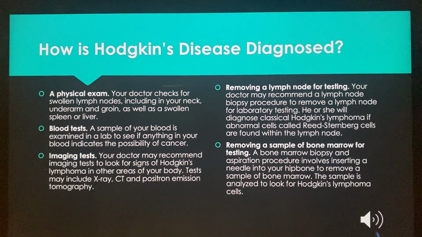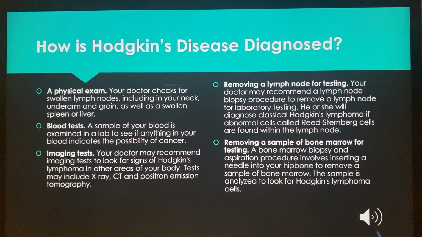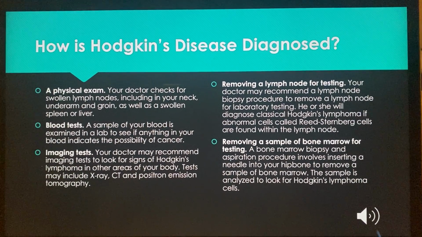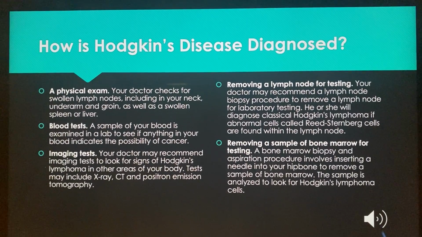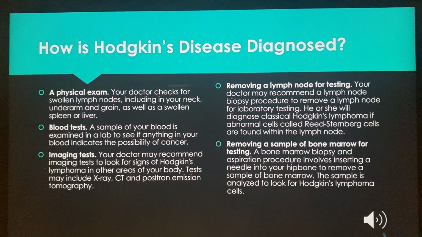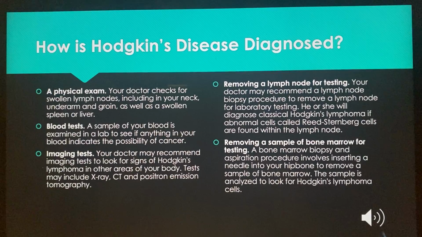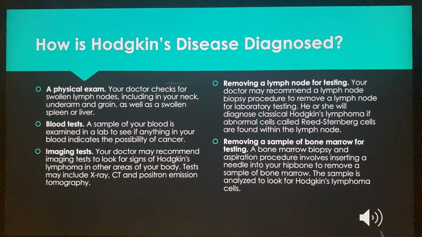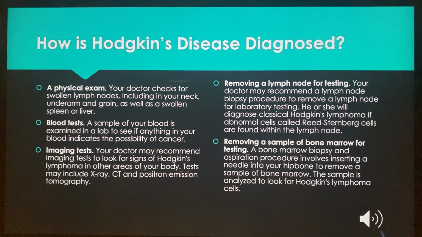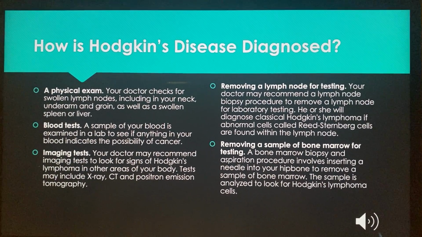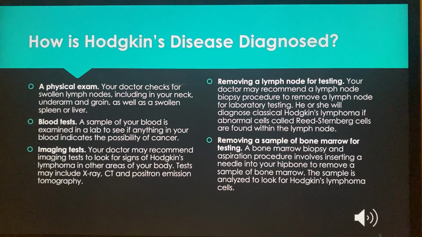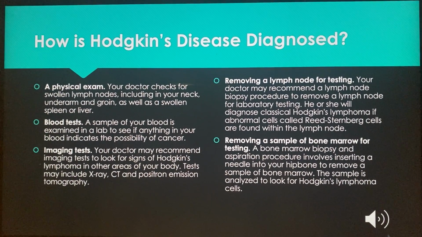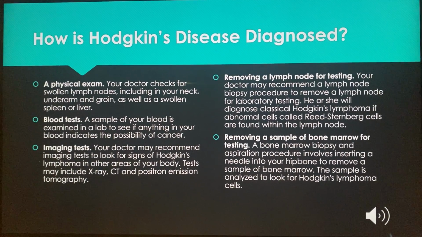So how exactly is Hodgkin's disease diagnosed? It may be diagnosed through a physical exam where your doctor checks your lymph nodes, including your neck, underarm, and groin, as well as your spleen or liver. It may be diagnosed through blood tests. A sample of your blood is examined at a lab to see if anything in your blood indicates the possibility of cancer. Imaging tests, your doctor may recommend to look for Hodgkin's lymphoma in areas of your body. This may include x-rays, CTs, or PET scans.